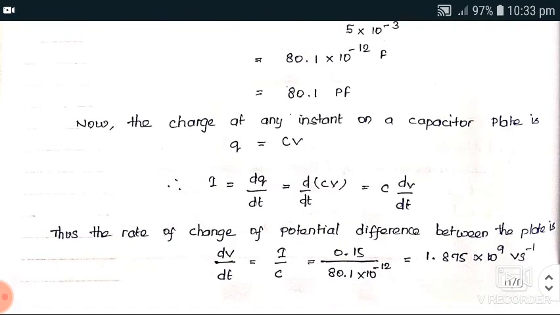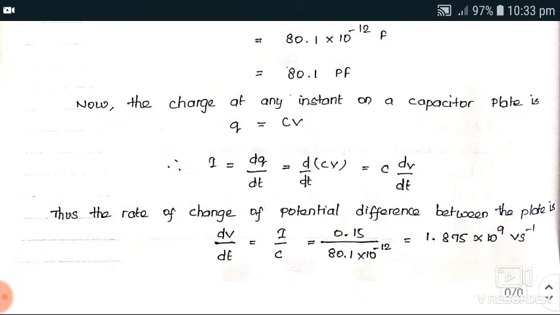Here you know the value of I, that is current. Current is defined as the rate of flow of charge, where Q represents the charge. So the rate of change becomes dQ by dt. Q value is CV, so you just substitute the value of Q into dQ by dt, so d by dt of CV. You separate the term C and V joined with the d by dt, so C into dV by dt. Thus the rate of change of potential difference between the plates can be found out.